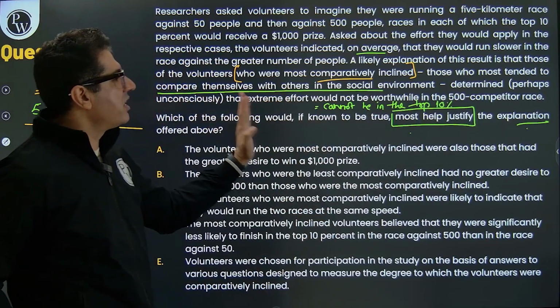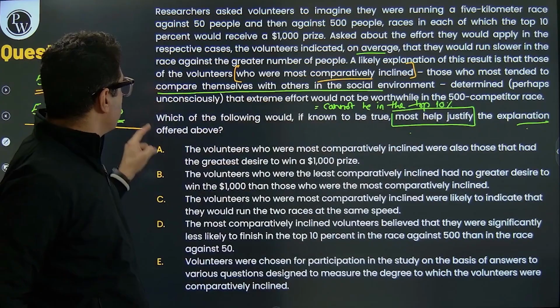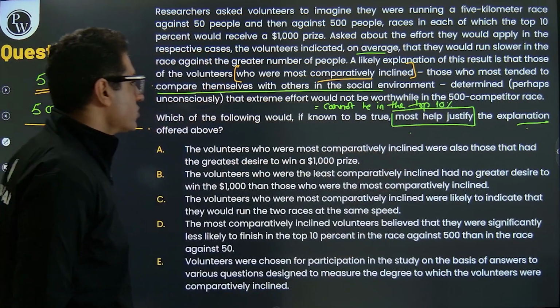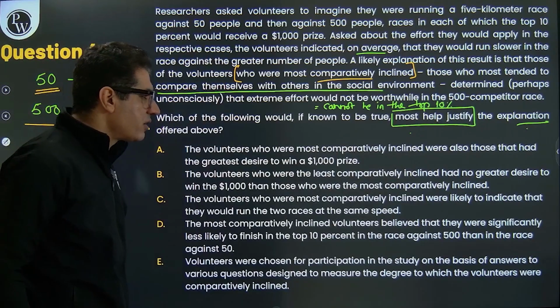So it gave an explanation, and we have to tell whether the explanation is right. Let's see. The volunteers who were most comparatively inclined were also those that had the greatest desire to win the $1,000 prize.